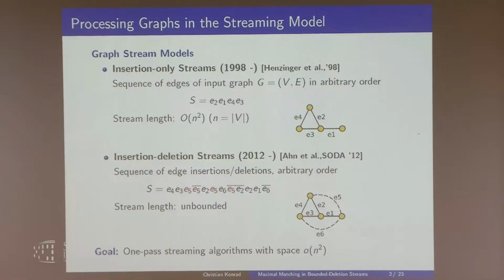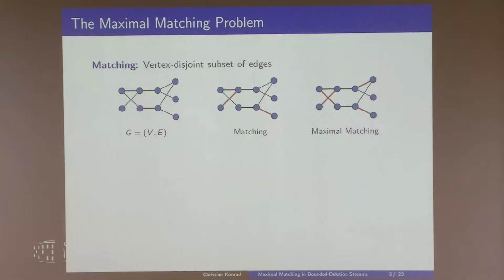Good. Now we focus on the maximal matching problem. We have a graph here. Then in the middle we see a matching, so a subset of edges that are vertex disjoint, and then we see a maximal matching. A maximal matching is one that can't be trivially extended by just adding an edge outside the matching to it. Here we see a relatively big one, but they can be much smaller as well. In essence, they just need to block all the other edges in the input graph.